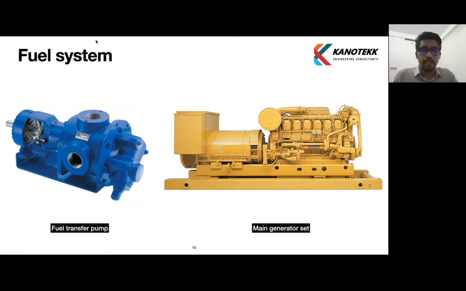For the main generator sets, 3 to 4 main generators will be provided in offshore oil rigs for power generation. For normal operation, generally one generator will be running, but for drilling operation, we need more power because of the drilling equipment operation. So up to 3 generators at 70 to 75% load will be used in the rigs.